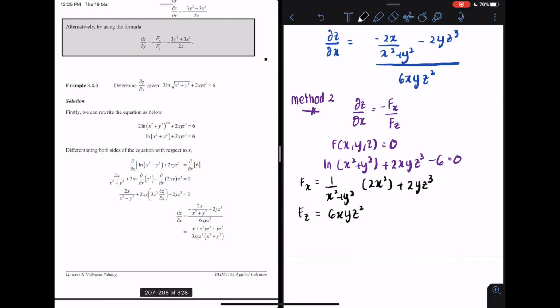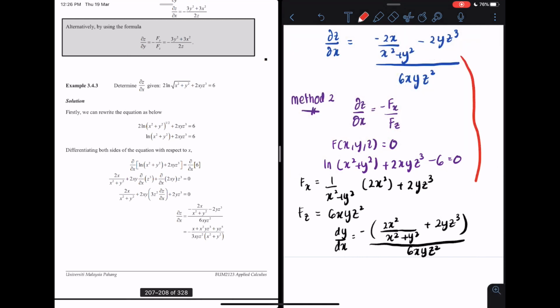Then you can simply substitute into the formula, such as dz dx equal to negative 2x over x squared plus y squared plus 2yz cubed divided by 6xyz squared, which happens to be similar to the answer you obtained from method 1.